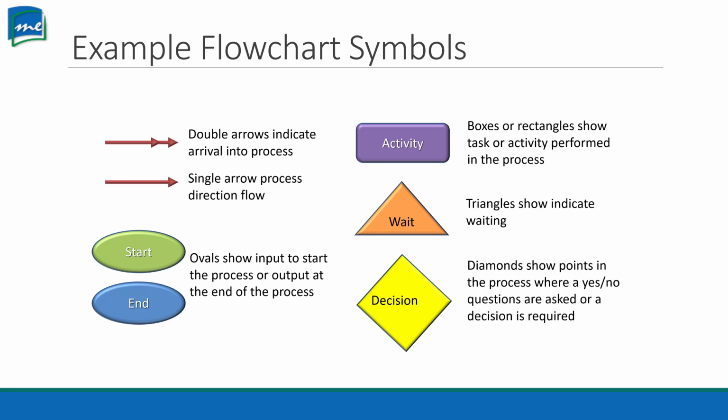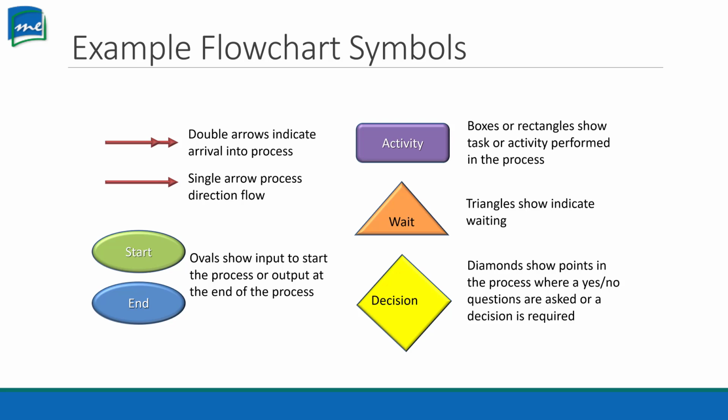You'll see a rectangle or a box that shows an activity. And then if you see a triangle, it usually indicates waiting. You might be waiting for another process to finish before moving on. A flowchart can branch off and you can have multiple routes to go through it.